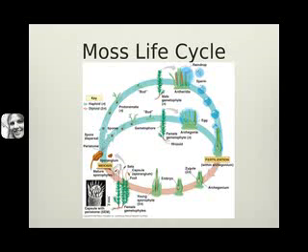So key takeaways here: dependency on water, reduced sporophyte portion of the life cycle. So sporophyte is diploid, N plus N, 2N. And in the moss life cycle, we see that as reduced, not as significant.